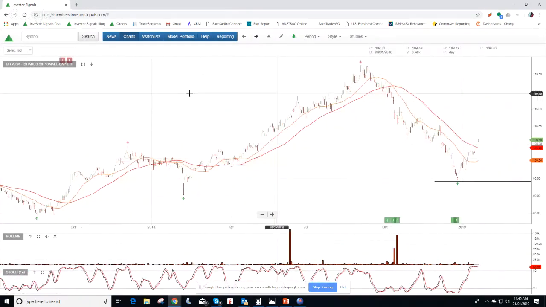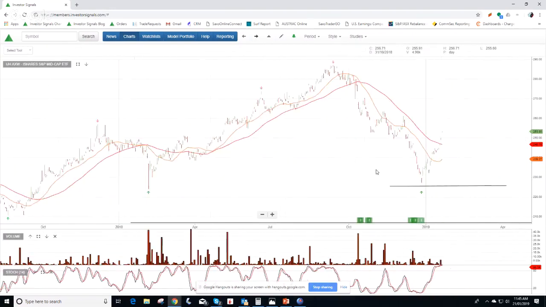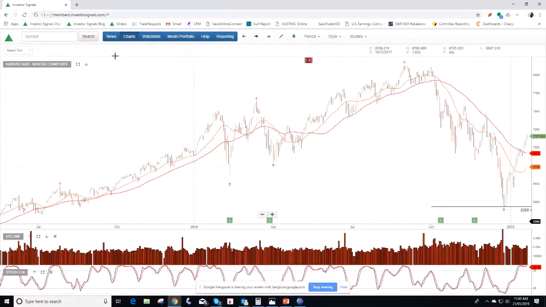The two US ETFs that I might draw your attention to, that you probably haven't seen me cover or comment on in the past, is the IJR, which is the small cap, so it gives you exposure to US small cap stocks, and then also the mid cap, which is the IJH. So we've had algorithm buy signals on these recently, and they're both performing well as part of the ETF model portfolio. And there we are, back to the NASDAQ.